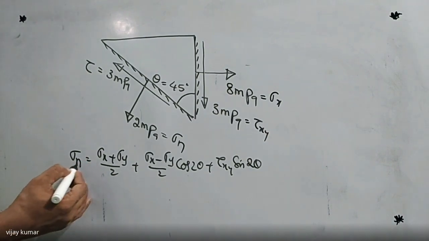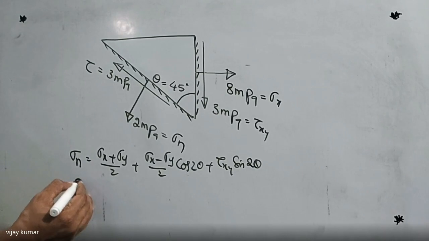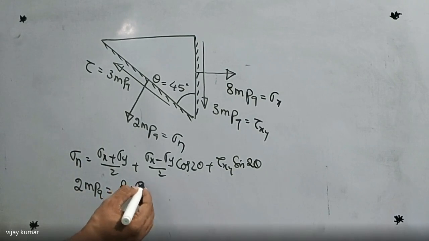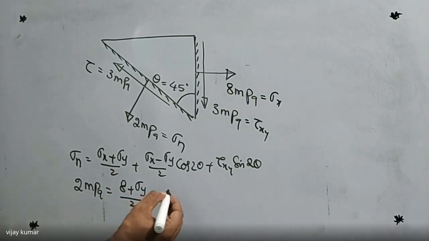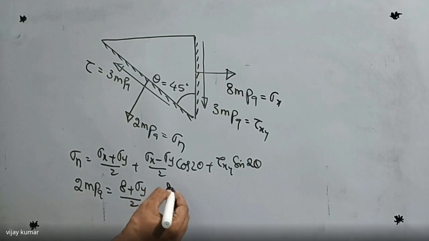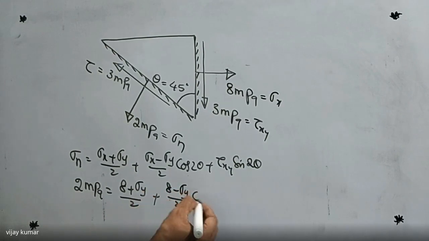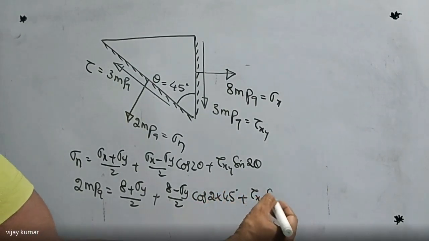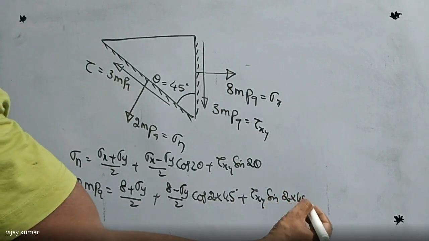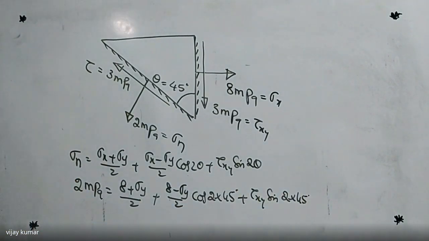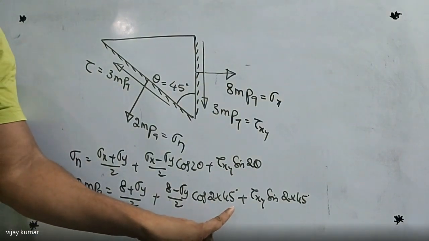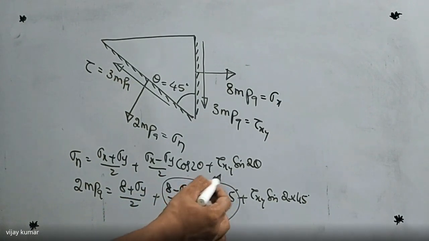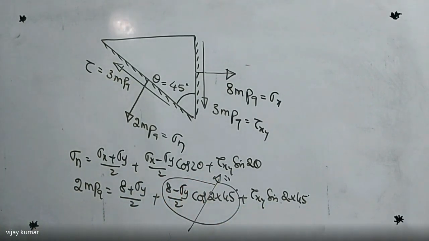What is the normal stress here? Normal stress is given as 2 megapascals, is equal to sigma x, which is 8, plus sigma y by 2, plus (8 minus sigma y) by 2 into cos 2 into 45 degrees, plus tau xy into sin 2 into 45 degrees. You got it? Then what happened here? 2 into 45 is 90, and cos 90 becomes 0. So this value becomes 0. But what is sin 90?